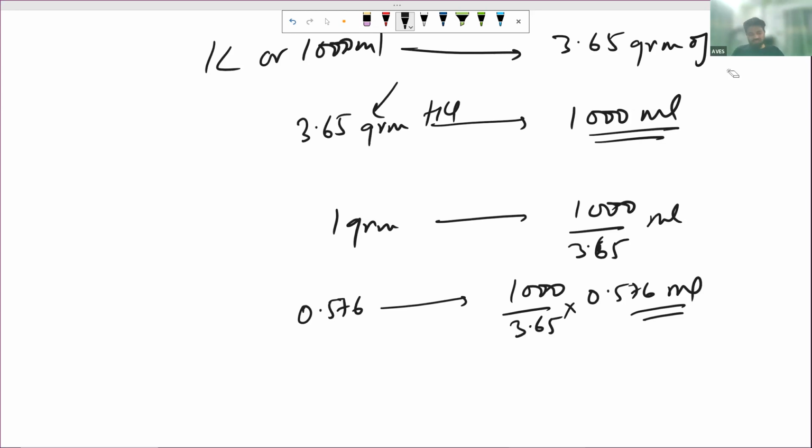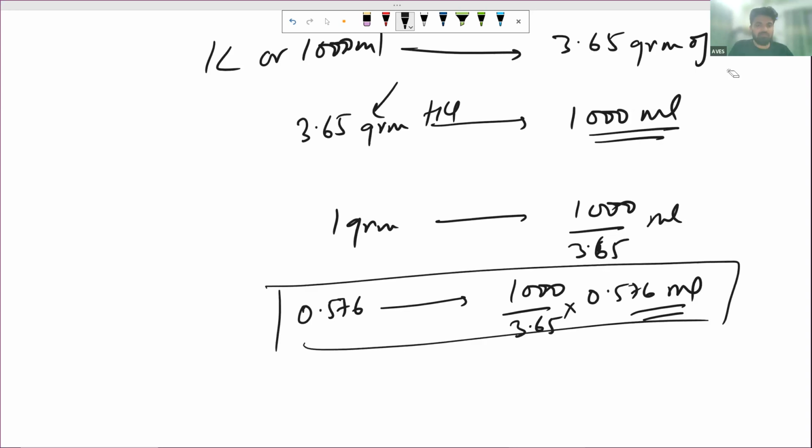Yes, sir. I'm going to explain this one more time in a fast go. You first multiply this one, then I'm going to explain. Multiply this: 0.576 divided by 3.65 ml, because when you multiply with 1000, the decimal gets shifted.